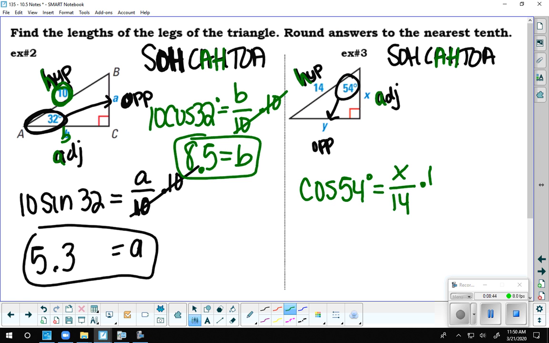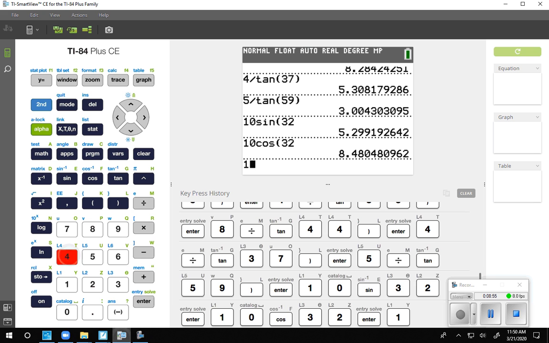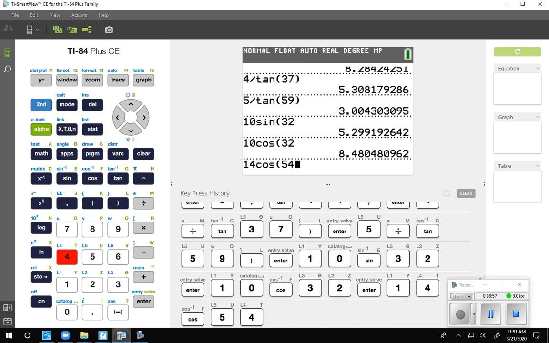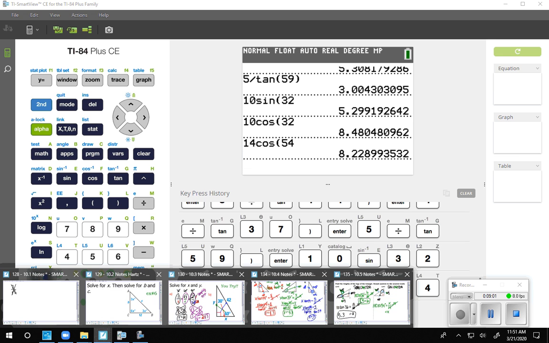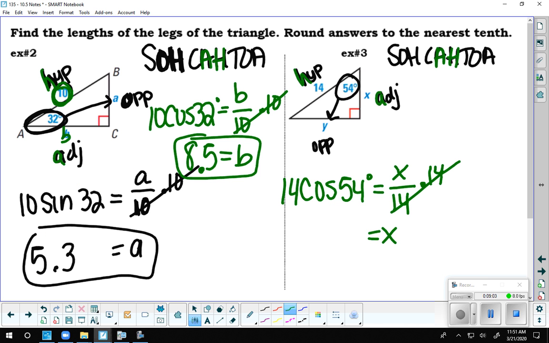Since 14 is in the denominator, we want to get rid of it by multiplying both sides by 14. So let's type in our calculator 14 times the cosine of 54, and we get 8.2. So X equals 8.2. That's good. That's not bigger than 14, so we know we're probably okay.